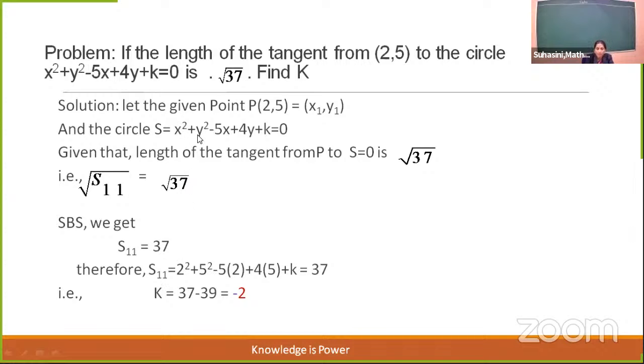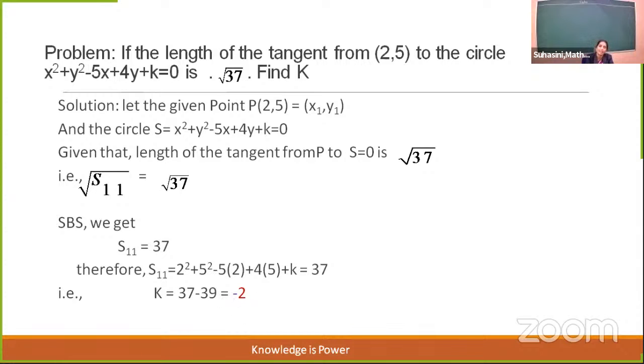x1 square plus y1 square minus 5x1 plus 4y1 plus k. What is x1 now? 2. What is y1? 5. So in the circle, wherever there is x, substitute 2, and wherever there is y, substitute 5. So 2 square is 4, 5 square is 25, 5 twos are 10, 4 fives are 20, plus k. And this whole S11 is now equal to 37. On simplifying, 37 minus 39, it is minus 2. So what is the k value now? Minus 2.